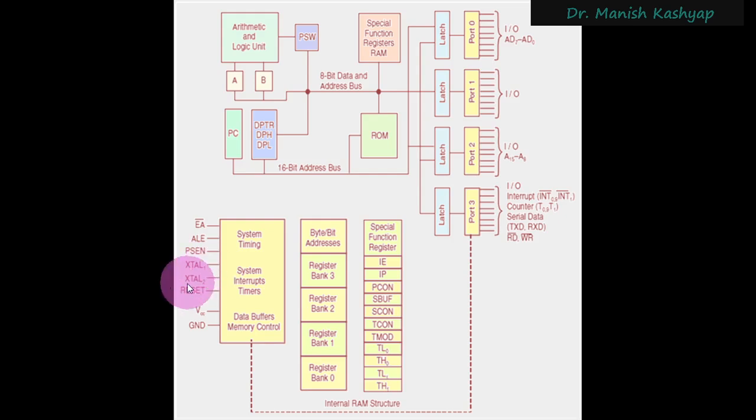XTAL1 and XTAL2 are used to connect the external crystal oscillator, whose frequency will be divided by 12 when used internally. Then there is this reset pin. VCC pin is for applying the battery, and you can use a plus 5 volt battery here. So plus 5 volt is what is required for this microcontroller to operate. And then there is this ground pin, right? So this is a little more elaborate diagram of that.